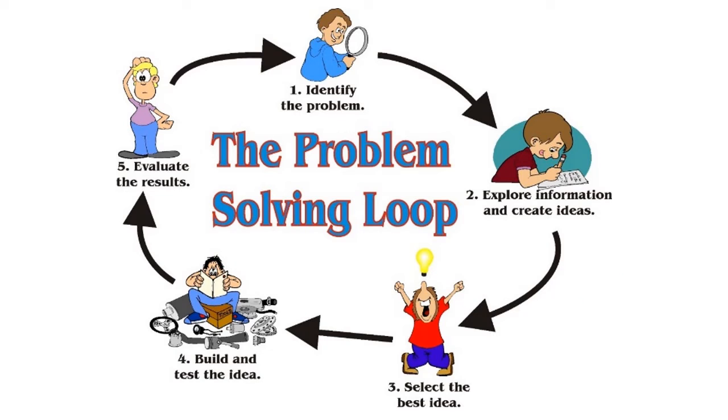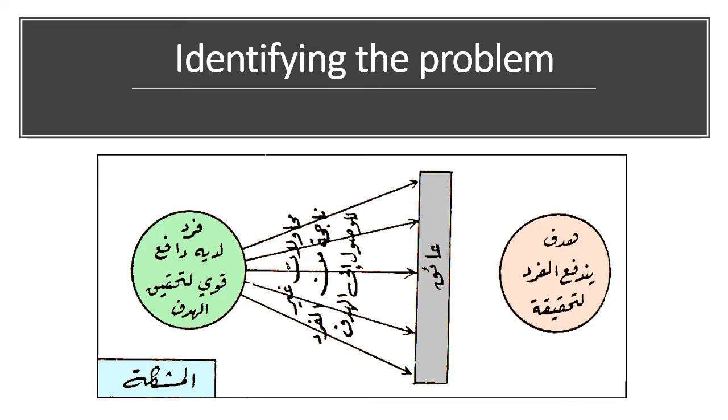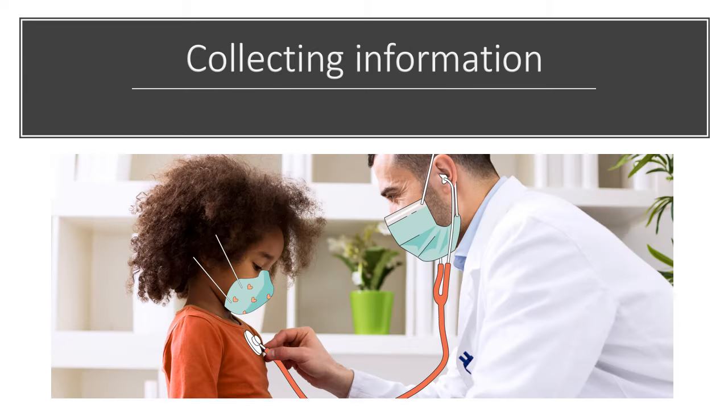What are the steps you have to follow to solve a problem? There are a number of steps that can be followed when facing a problem situation, which are summarized as follows. The first step is identifying the problem. To identify the problem, you have to study and understand the elements of the problem and determine the elements of the desired situation. The second step is collecting information.